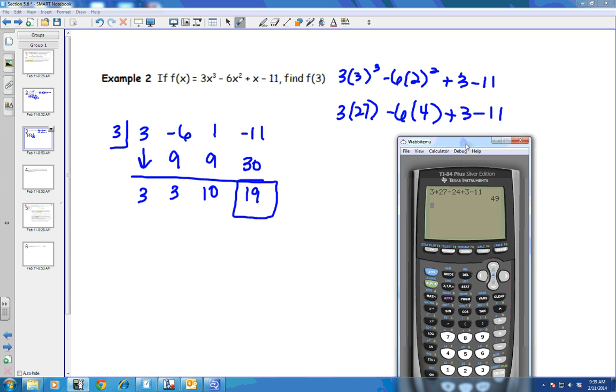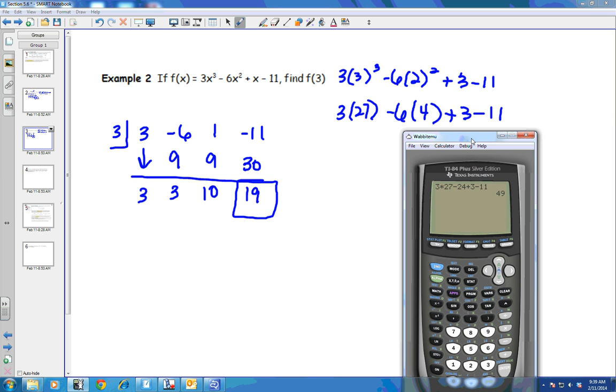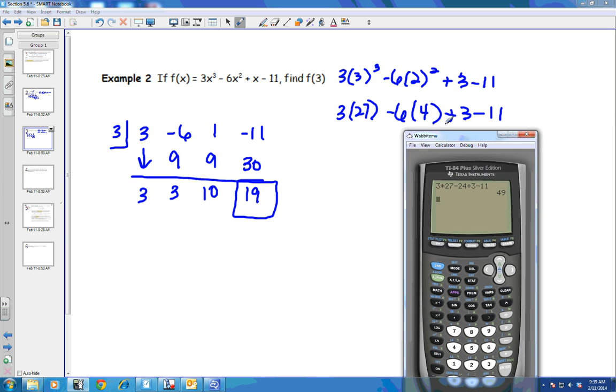I'm looking. Hang on a second. Okay, if you see where I made my mistake, then let me know. 3x to the third minus 6x squared plus x minus 11. 3 times 3 is 9, 9 times 3 is 27. I don't see it. So if you find where I made my mistake, 19 is my correct answer, but I should get the same answer when I plug it into this.